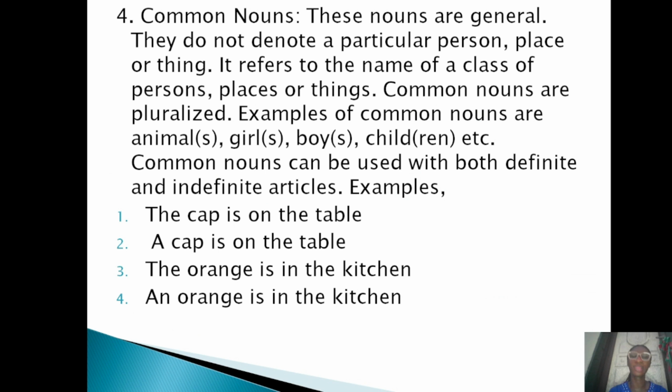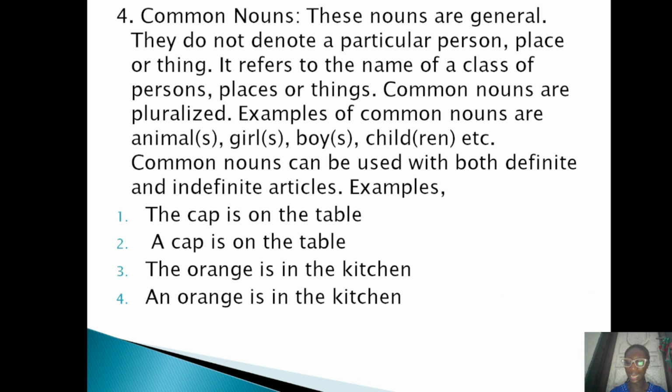Now note that common nouns can be used with both definite and indefinite articles, such that we can have the cap is on the table. So when I'm saying the cap, that means that whoever I'm referring to already has an idea, has a prior information of the cap. We could also have a cap is on the table. The orange is in the kitchen. An orange is in the kitchen. So common nouns can be used with both definite and indefinite articles.